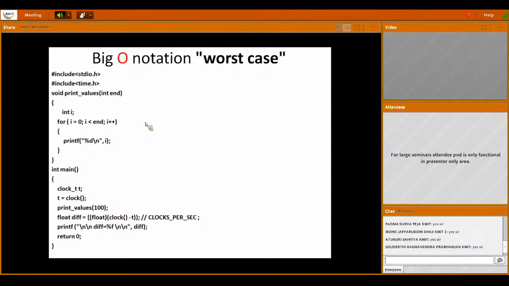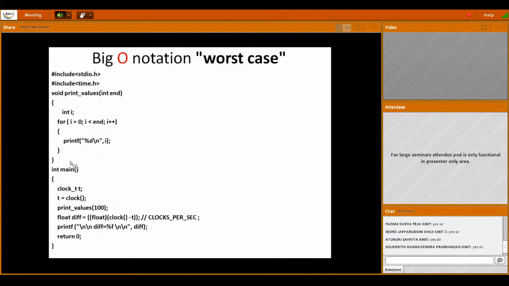I am calling the print_values function from the main and passing 100 as a parameter, which is of integer data type. So the second step, that is t, I'm talking about the main function. t is equal to clock() is going to take the current time at the time of execution. When this statement is executed, what's the time? That is stored in t.